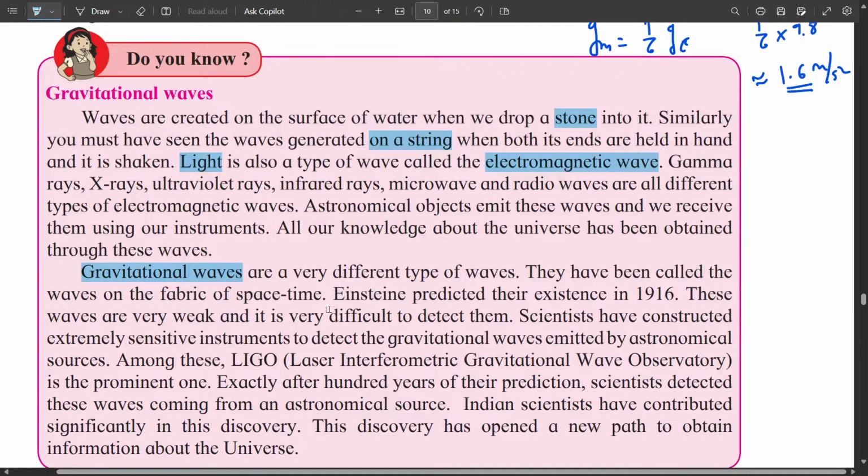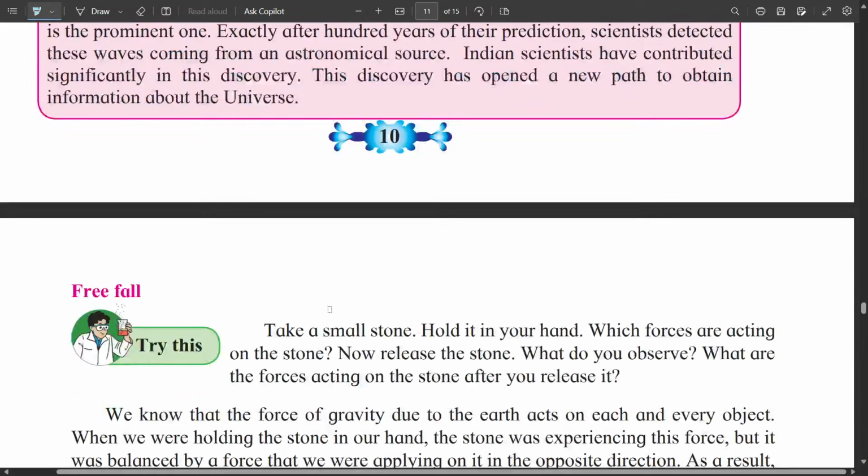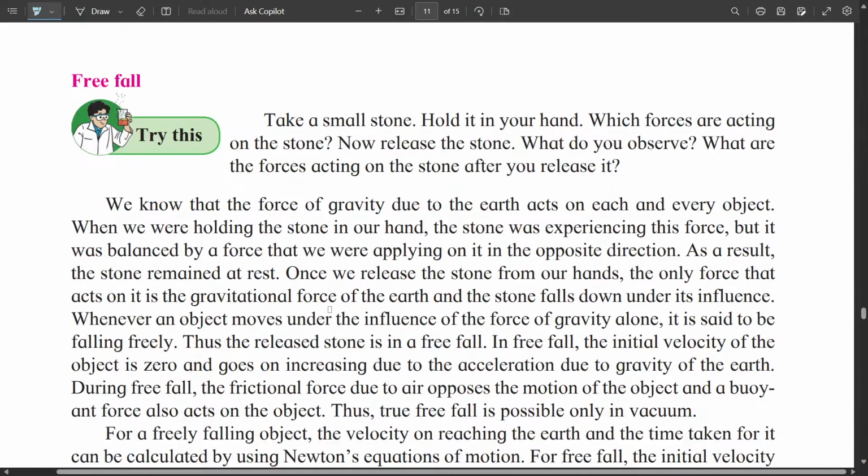Scientists have constructed sensitive instruments, and one of such instruments is LIGO, that is Laser Interferometric Gravitational Wave Observatory. Exactly after 100 years of their prediction, in 2016, the existence of gravitational waves was proved. Indian scientists have contributed significantly in this discovery. This discovery has opened a new path to obtain information about the universe.